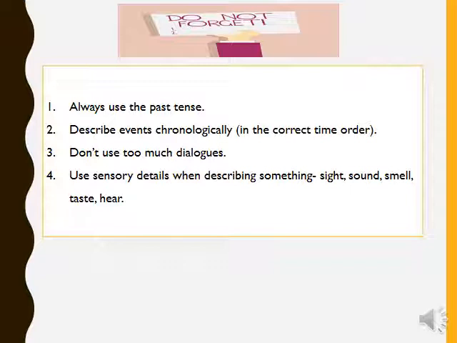Use sensory details when describing something, like the sight, the sound, the smell, the taste, and the touch, because as we said, description is one of the components of a story. So you have to describe your feelings, the place that you are in, the people that are with you, and so on.